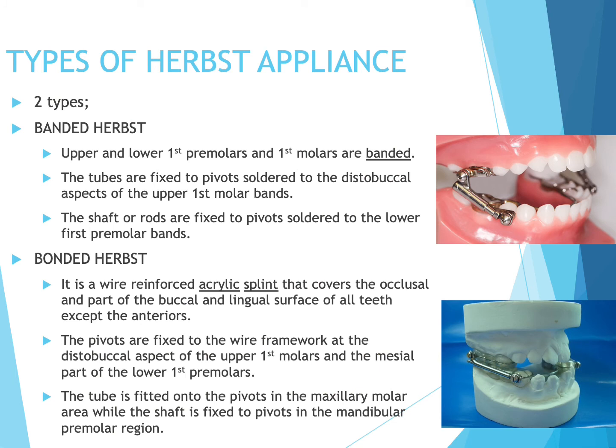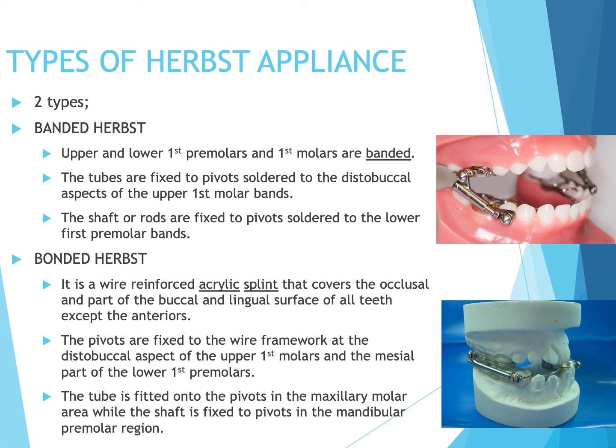There are two types of Herbst appliance. The first one is the banded Herbst and the second one is the bonded Herbst. For the banded Herbst, the upper and lower first premolars and first molars are banded. The tubes are fixed to a pivot soldered to the distobuccal aspect of the upper first molar band. The shaft, or rod, or plunger is fixed to a pivot soldered to the lower first premolar band.